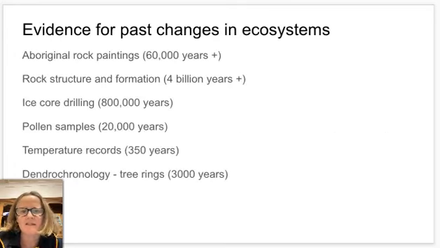And the evidence we're going to consider includes Aboriginal rock paintings, which will take us back 60,000 years; rock structures and formations, which can take us all the way back 4 billion years; ice core drilling, which can take us back 800,000 years; pollen samples, which take us back 20,000 years; we've been keeping temperature records for about 350 years; and we can also use dendrochronology, which is tree rings, which give us information about the last 3,000 years.